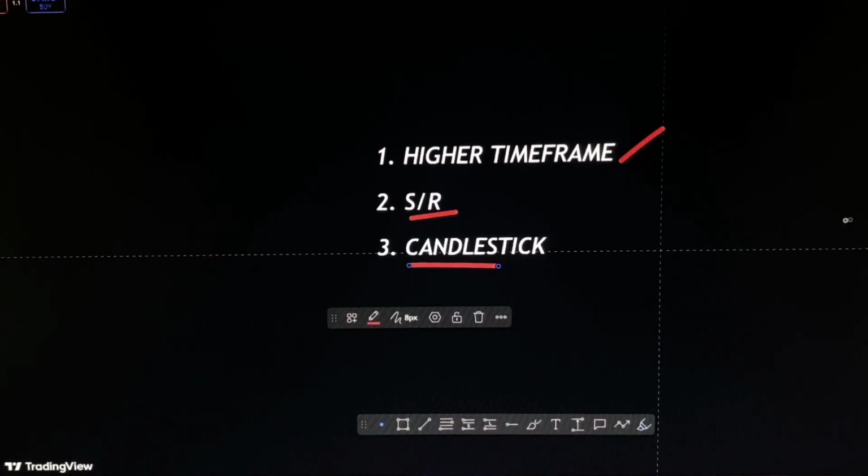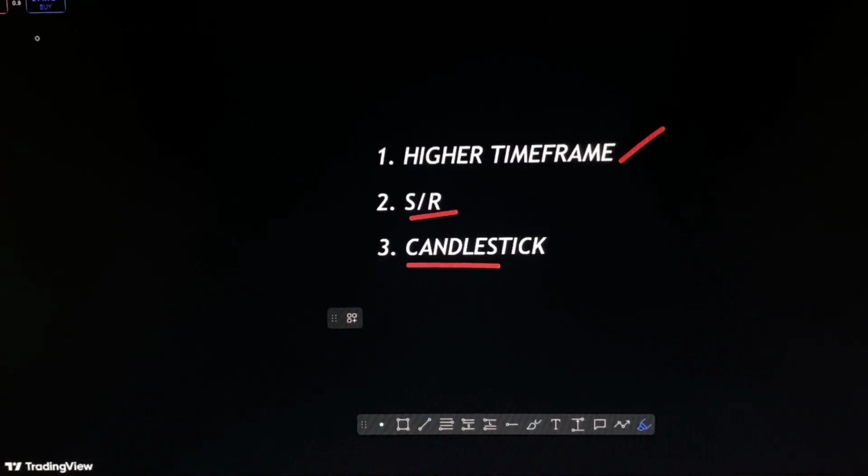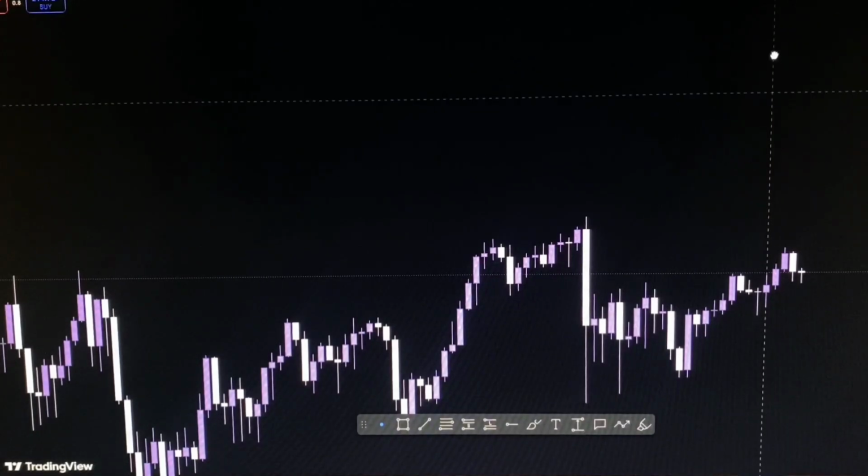Because these are the things that we're going to be using. So for this example, we're going to be using the GBP/JPY, right? We're going to be using Japanese yen and Great British pound. So let's go to the chart and I will show you some of the things that you should be looking out for.